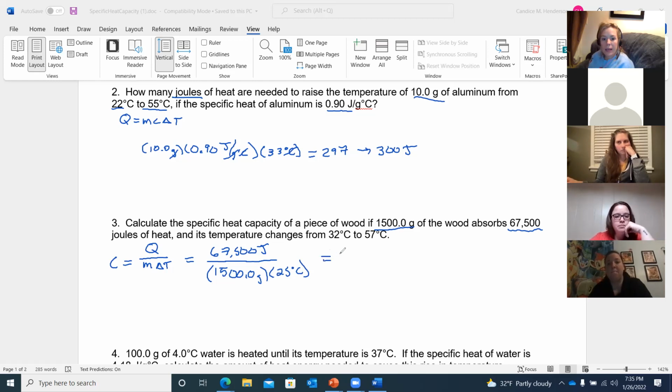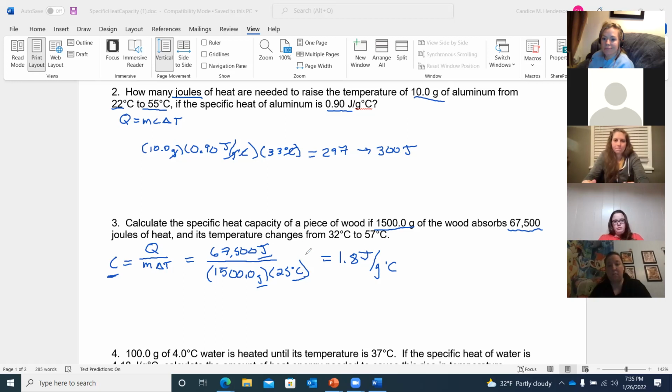I end up getting 1.8. And if you notice, none of the units cancel, which is a good thing. We want funky units: joules per gram degree Celsius. All of them stick around because we're finding specific heat, and specific heat's the funky unit.